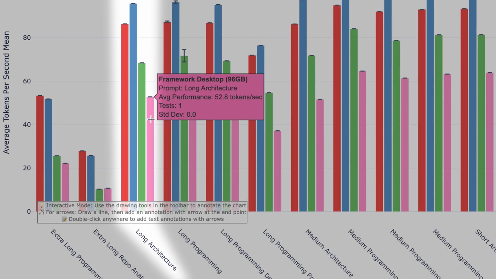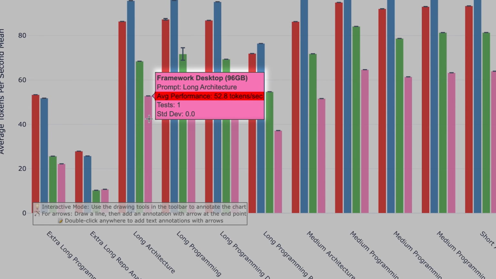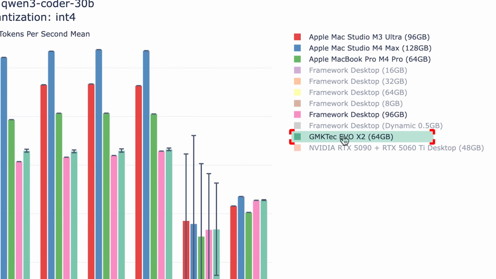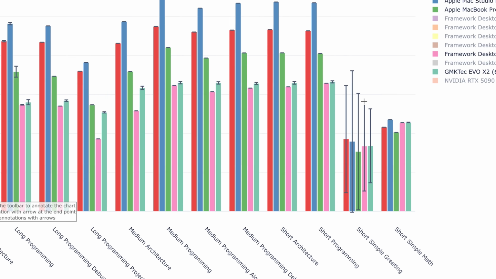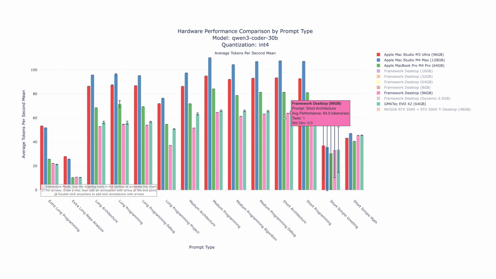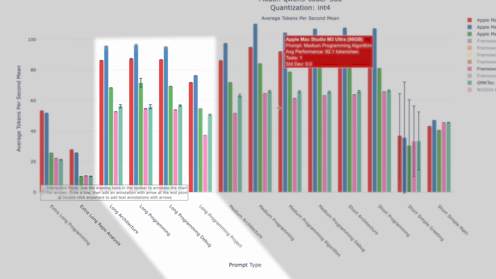Here's the long architecture prompt, 52 tokens per second. Wow. Let's take a look at the GMKtec Evo X2 here as well, and you'll see that they're actually really close. 45, 45. Where they stray a little bit is on the longer prompts.